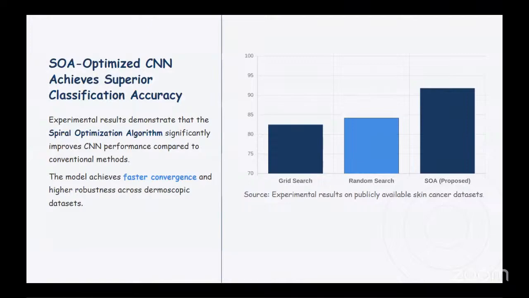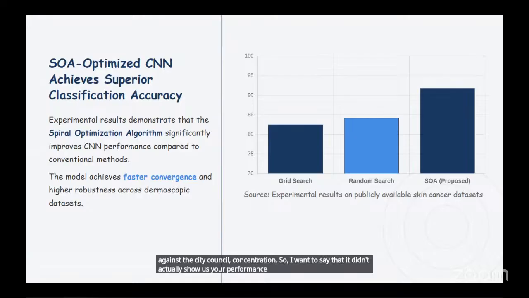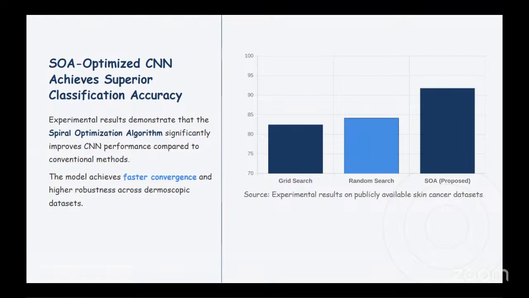Okay, from this chart here, you are proposing the SOA for your model against the skin cancer classification. So I want to say that you didn't actually show us your performance metrics. What was the accuracy for the grid search, the random search, and the SOA? Or maybe you used other performance metrics like F1 score, sensitivity, and others. You didn't tell us the percentage of how good the model was. Okay, I have it documented.